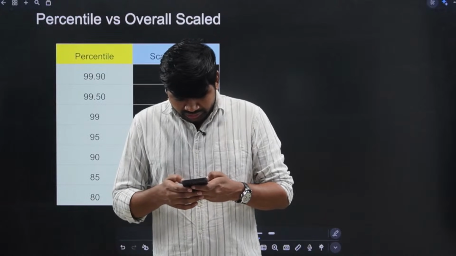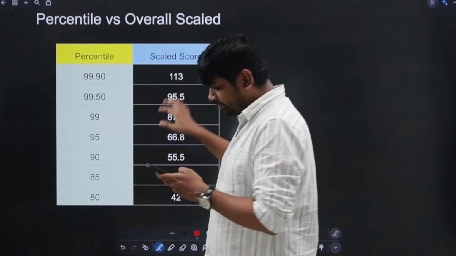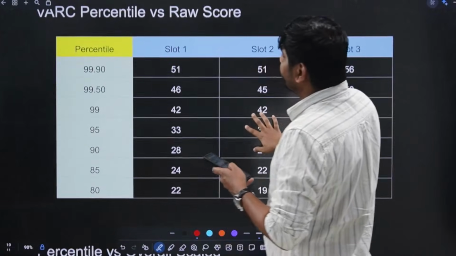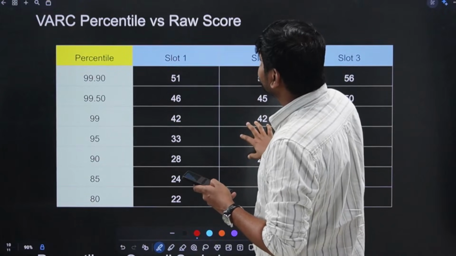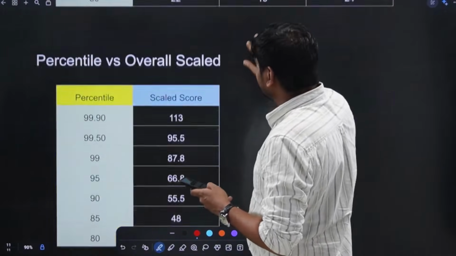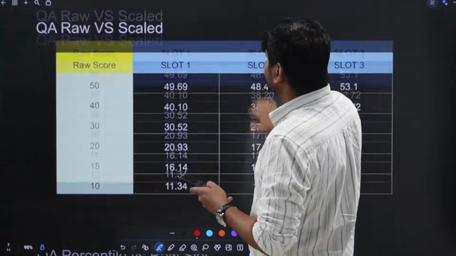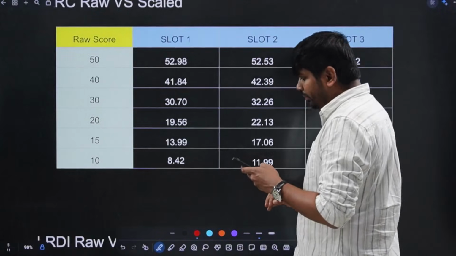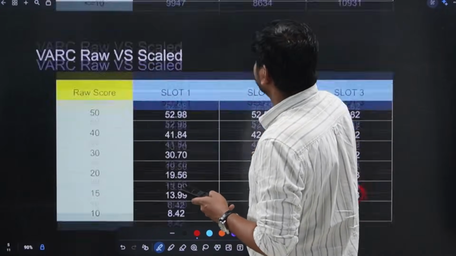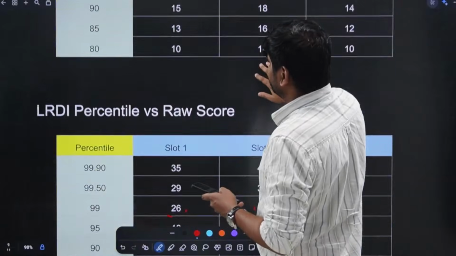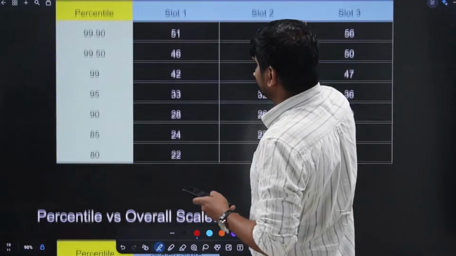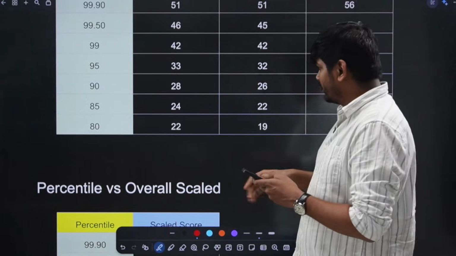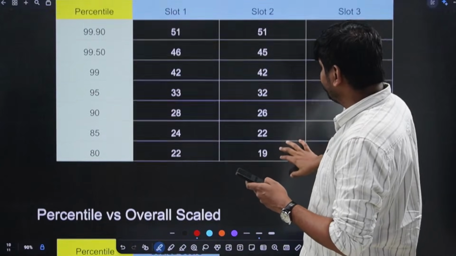So 75 percentile in VARC slot 1. That will be the raw score. We check for the scaled score. Okay. So you are asking about 75 percentile. So that will be around 18 marks, 18 to 19 marks. Okay. 19 marks is slot 2, so 75 will be 17 marks.